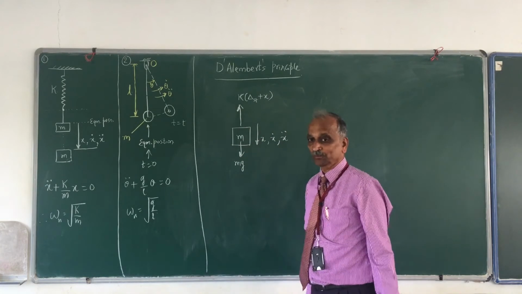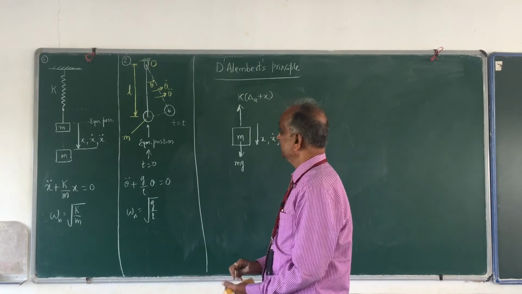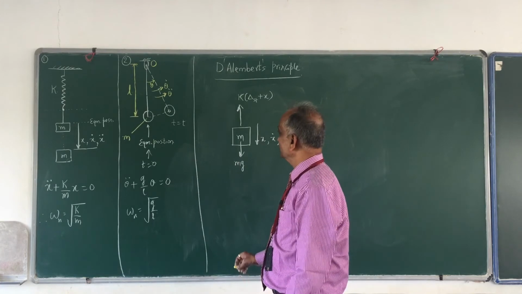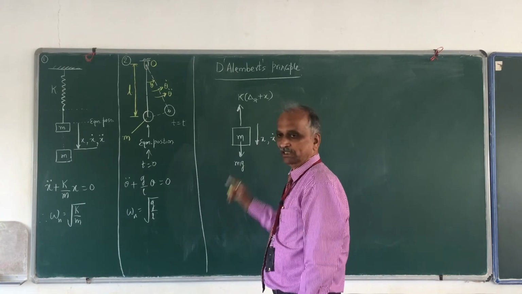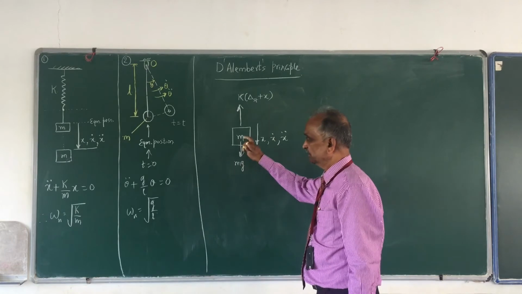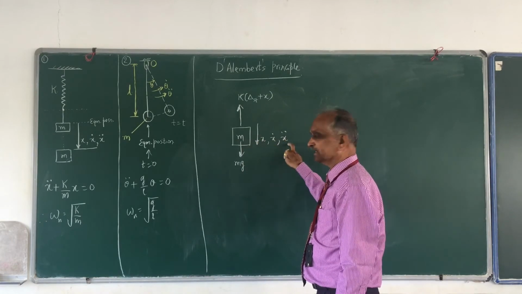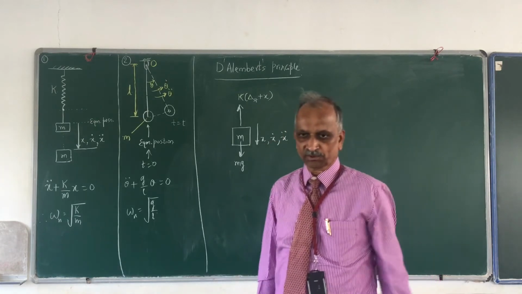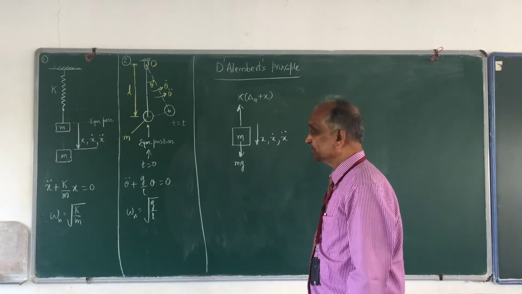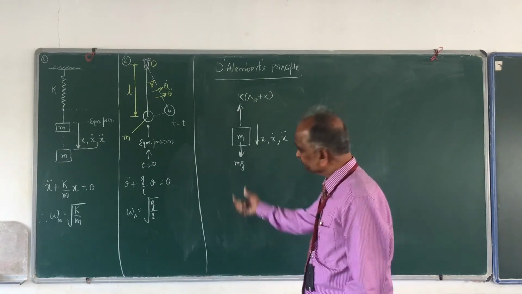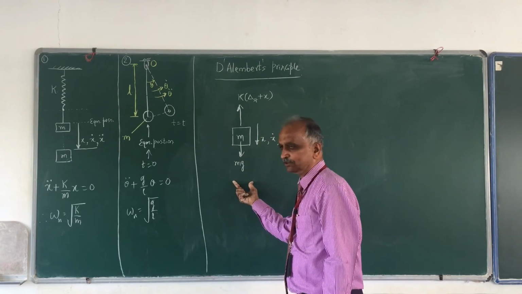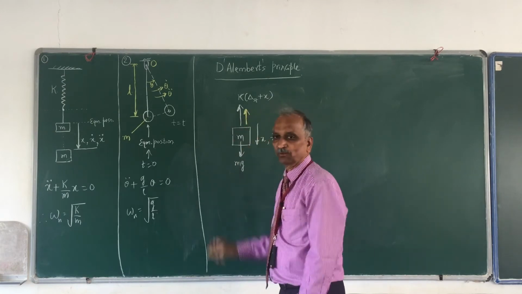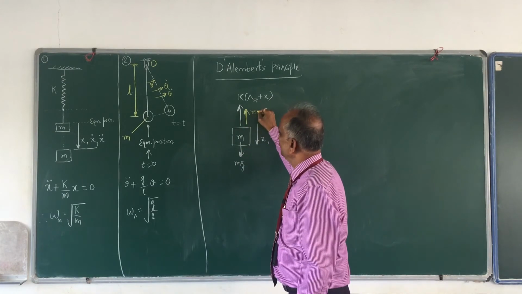I don't want it to move, and therefore I imagine an inertia force. What is the magnitude of the inertia force? M into mass into acceleration. M is mass. What is acceleration? X double dot. M into x double dot is the magnitude of the inertia force. How should it act? It should act opposite to acceleration. X double dot is imagined to be downwards, and therefore I imagine a force in the upward direction. What is that? M into x double dot.